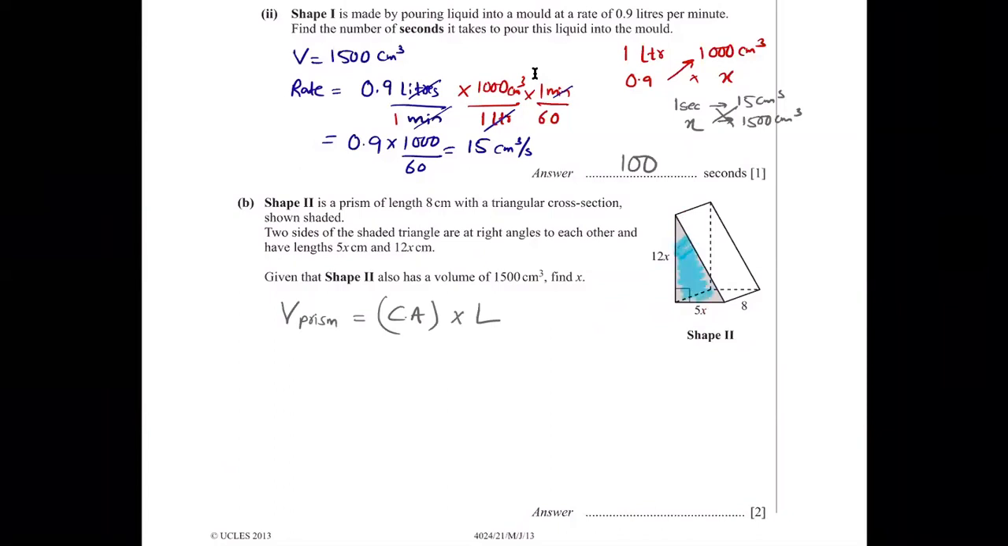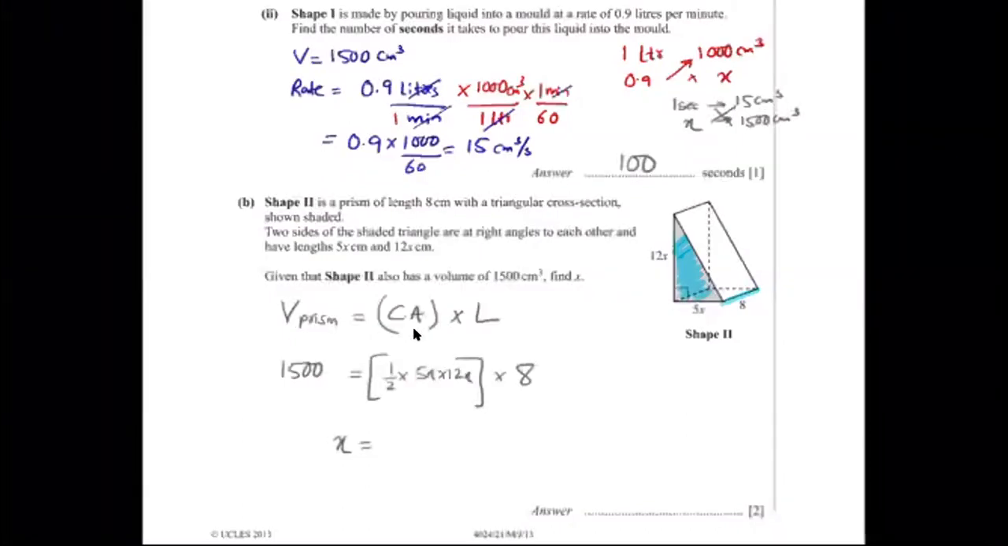So how can I find the cross-sectional area of this right angle triangle? Half into 5x into 12x, half into base into height. And what is the length of this prism? It's 8, and the volume is given to me in the question as 1500 centimeter cube. So this is the equation in terms of x. You're going to solve it and find me the value of x, please. What is the value of x going to come out?